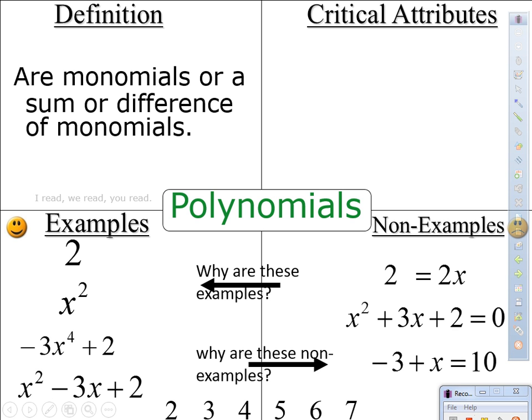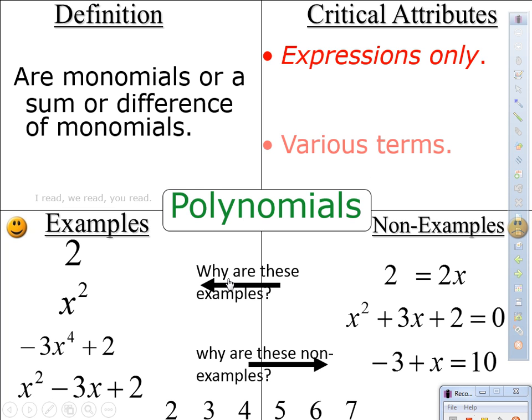Okay. Pretty good. I heard some people say because Mr. Q said so. I like that. Very good. But also, I saw some of you say that these are equations and these are expressions. So therefore, the critical attributes of polynomials are that they are what? Expressions only, and they have various terms. Expressions only, various terms.